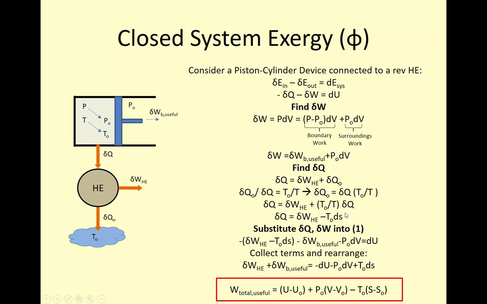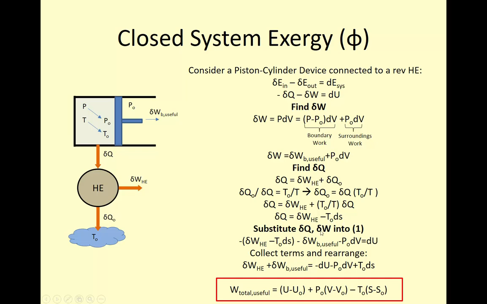Now we also remember from our discussion and study of entropy that del Q over T is equal to negative dS, or dS is equal to negative del Q over T. So we can replace this part of the equation, that del Q over T, with dS. And it's a negative dS because of the way that entropy is defined. So we now have this del Q is equal to del work of the heat engine minus T0 dS.